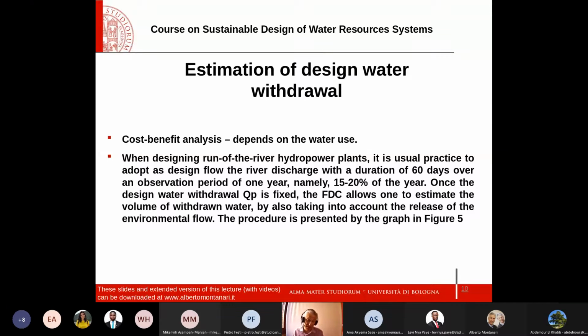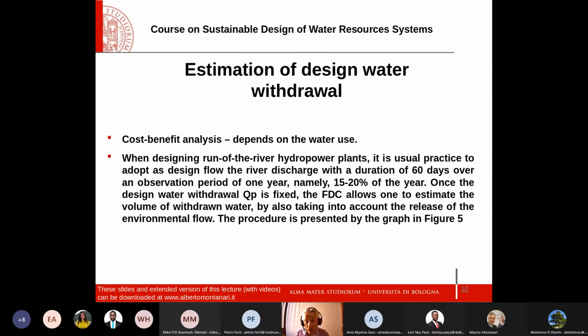For instance, there might be a situation where you urgently need water, no matter the cost. And in this case, you would increase the design flow. Conversely, there might be a situation where you absolutely need to save money to minimize the costs related to water supply. And in this case, you would, of course, prefer a lower design flow.